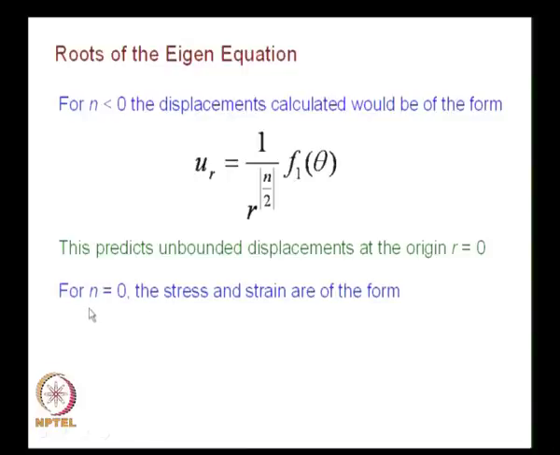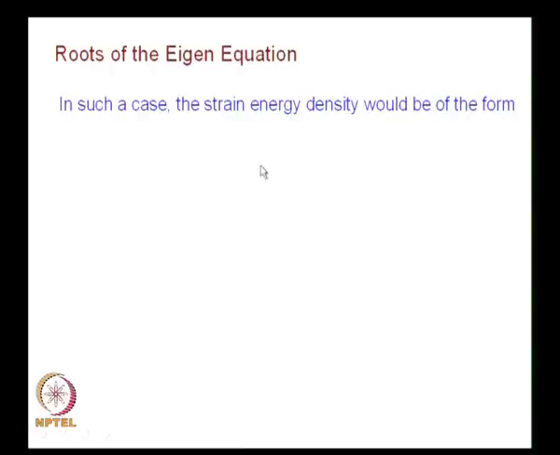Suppose you take the case for n equal to 0, what happens? The stress and strain are of the form sigma i j equal to 1 by r f 2 theta, some other function of theta, and epsilon i j equal to 1 by r f 3 theta. Once I know sigma as well as strain, I can find out the strain energy density. And if I look at the strain energy density, it would be of the form dU equal to 1 by r squared f 2 theta f 3 theta.